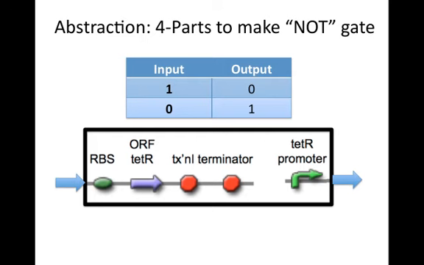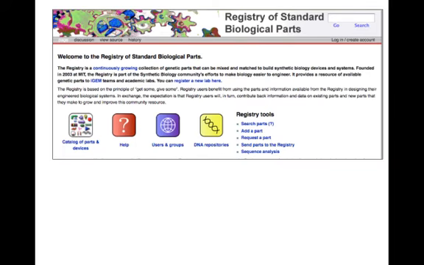And so now this part, this genetic inverter part, will be useful in any situation where we have a particular input and we want the output to be the opposite. Okay, so that is a way in which parts can be assembled into devices, and I've shown a simple one.